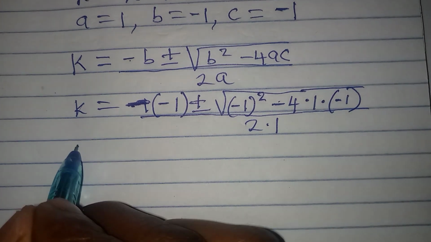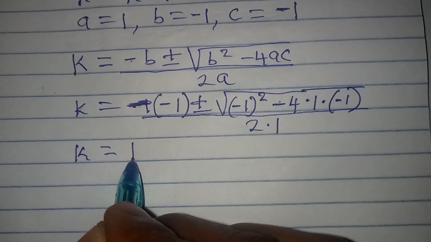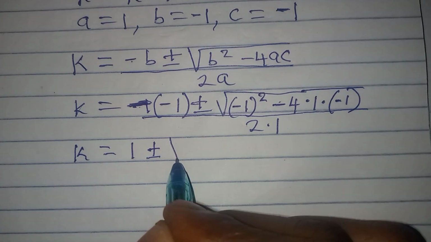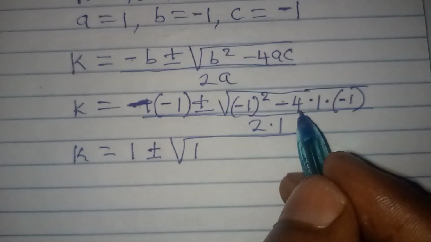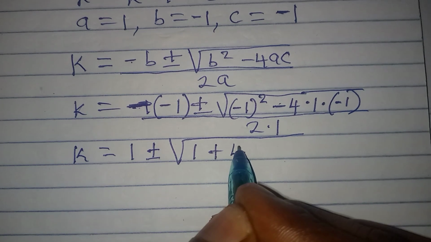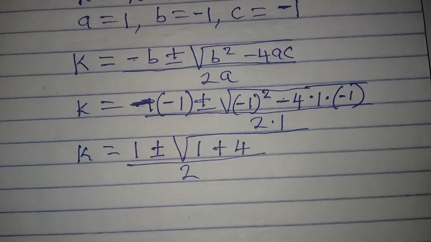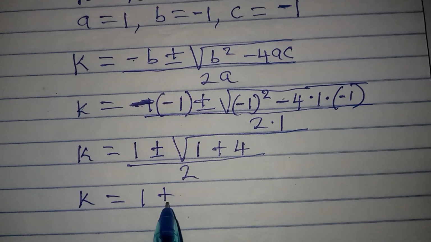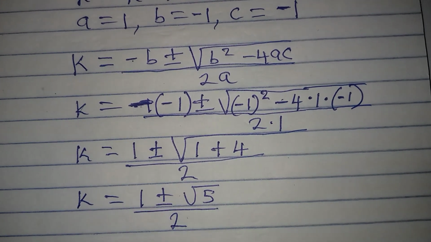Now let's take a step further. K will be equal to negative, negative is positive. So we have positive 1, plus or minus. Minus 1 squared is 1. Then minus 4 times 1 times minus 1 will give us plus 4. And the whole of this is over 2. Now k will be equal to 1, positive or negative, square root of 5, and this is over 2.